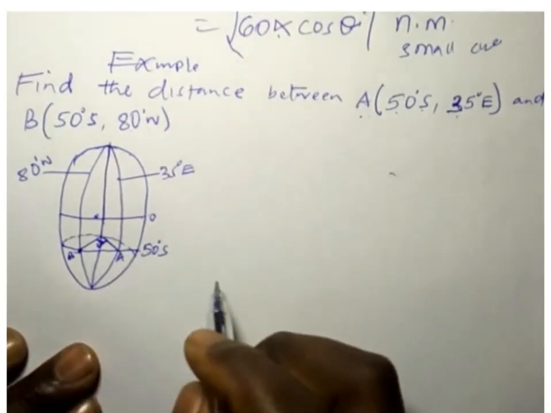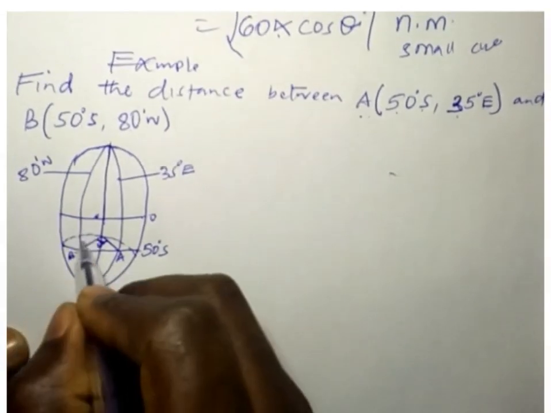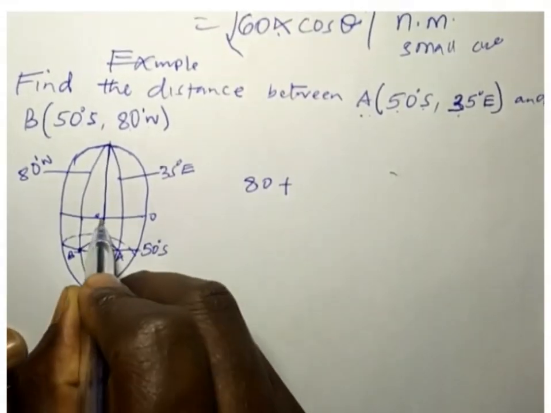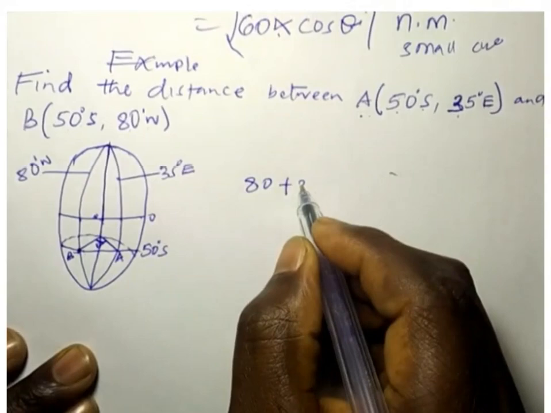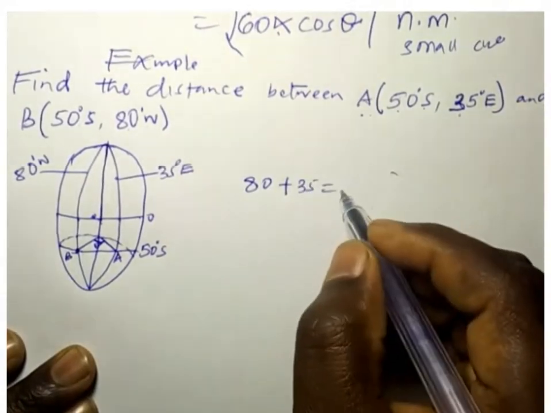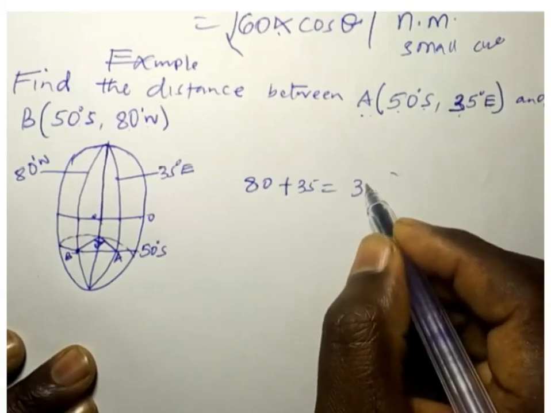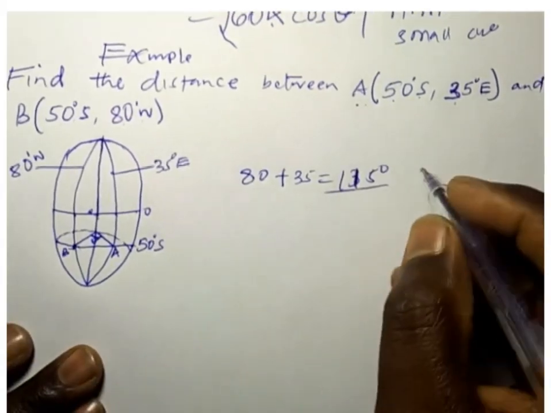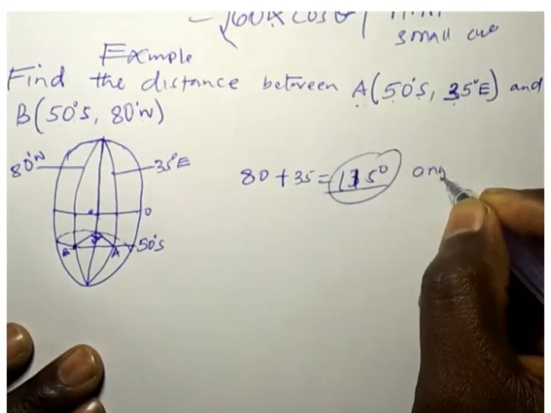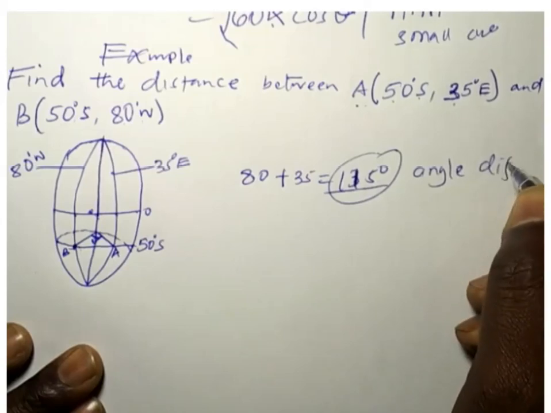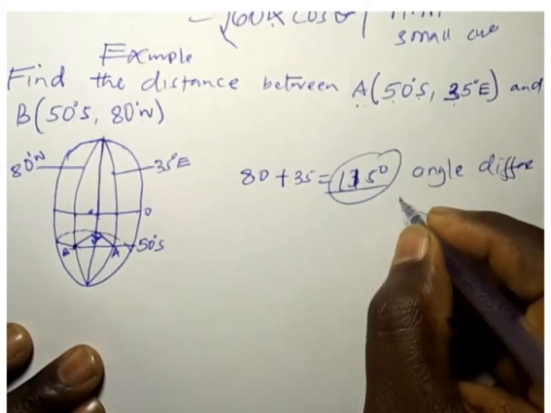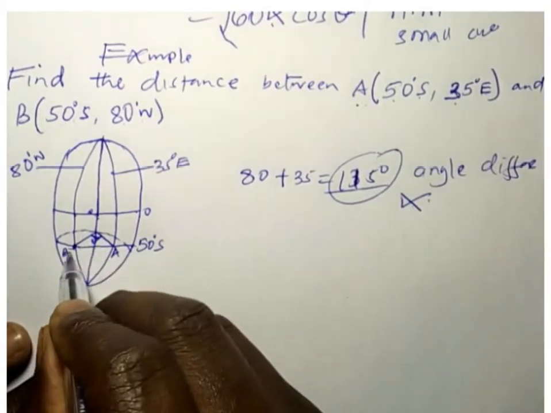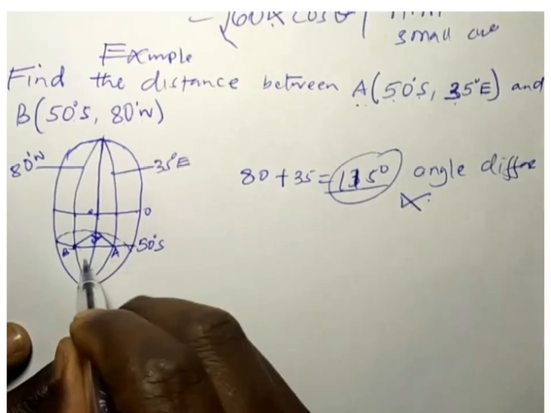So let us get the angle difference. From west 80 to 0, that is 80, plus from 0 to 35 east, plus 35. So the angle difference theta is going to be 115 degrees. So we have gotten the angle difference, and the angle difference is what we call alpha, right? The angle difference for a small circle is the alpha.